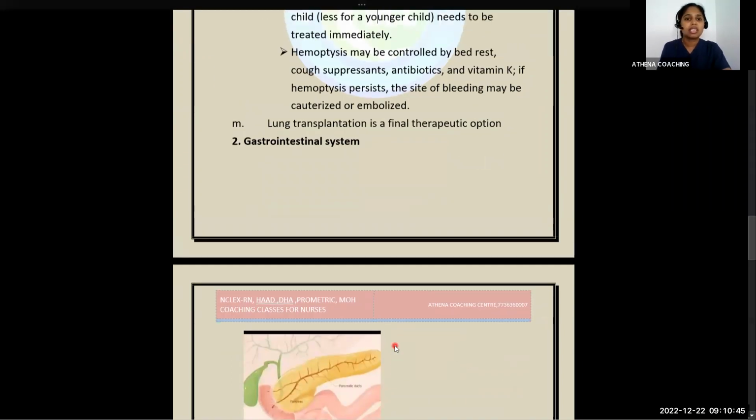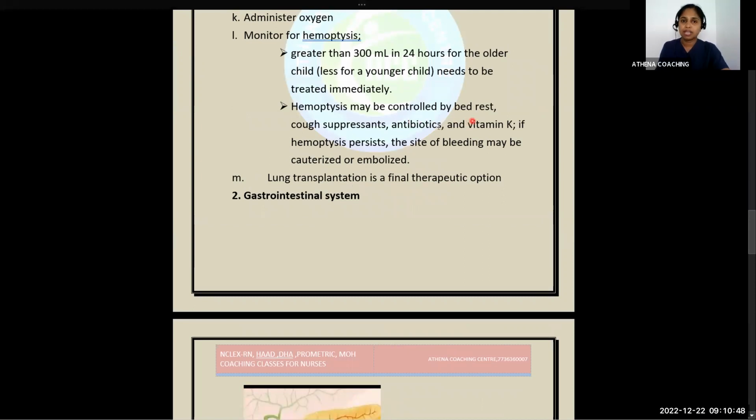And another thing is hemoptysis may be controlled by bed rest and cough suppressant, because when you give cough expectorant, that is a better medication, but when you give that, the patient will repeatedly cough, and that again increases bleeding. So if the patient has hemoptysis, bed rest is important, and cough suppressant you can provide. Antibiotic, vitamin K, it's to control bleeding. If hemoptysis persists, the site of bleeding may be cauterized or embolized.